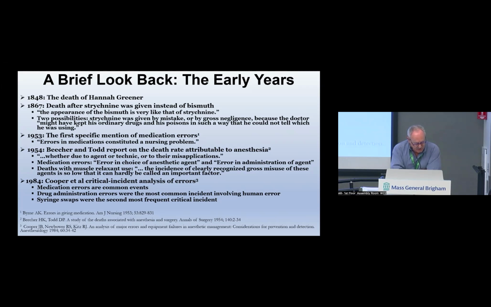The following year, Beecher and Todd reported on the death rate attributable to anesthesia and whether deaths were due to the agents themselves or to the techniques used, or whether errors such as the choice of agent or how it was administered played a role. One important finding they had was that muscle relaxants were associated with a high death rate. However, when they looked, the incidence of any clearly recognized gross misuse of these agents was so low that they stated it could hardly be called an important factor.